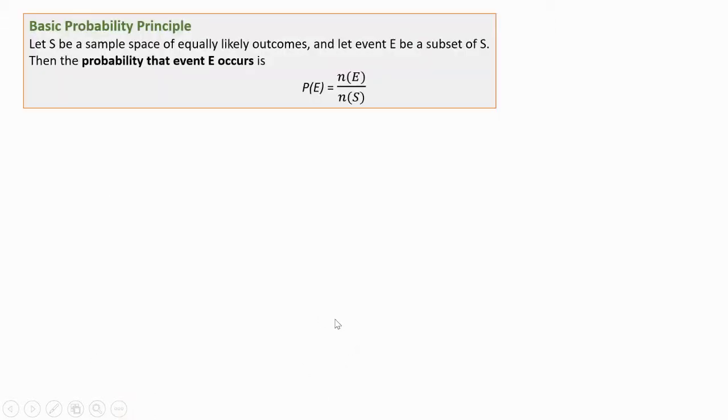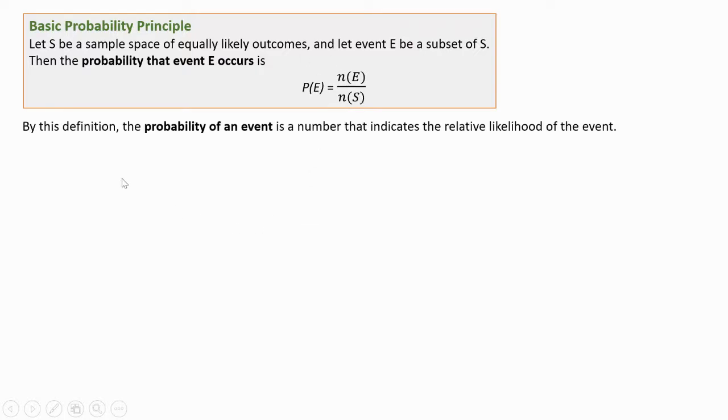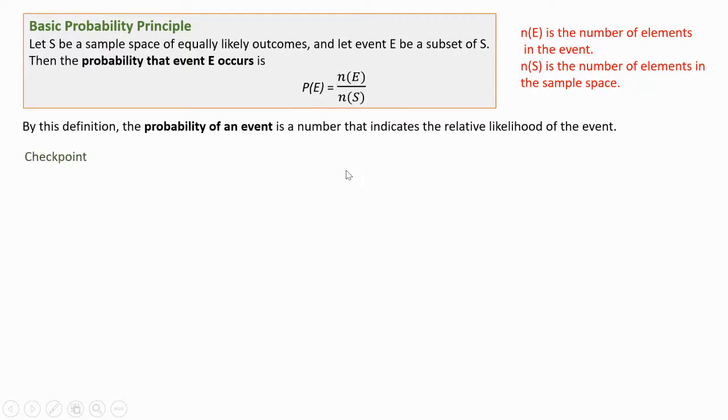Okay, now this is the basic probability principle. P of E stands for the probability of the event to take place, equals the number of the event over the number of the sample space. Okay. This is what we're going to be using right now. The definition: the probability of an event is a number that indicates the relative likelihood of the event. Okay. N of E is the number of elements in the event, N of S is the number of elements in the sample space, right? Or I mean, that's what the N stands for, the number.